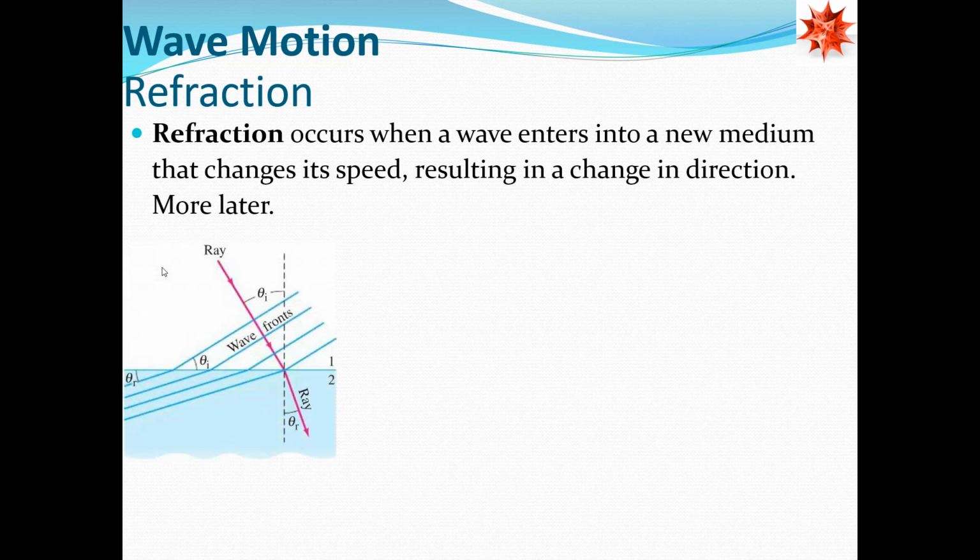So this is the diagram of it. So let's say you have, these are representing the wave fronts. A light ray is coming in. All of a sudden it hits the water boundary, and then it starts to get bent a bit. So a lot of times refraction is also called the bending of a wave.